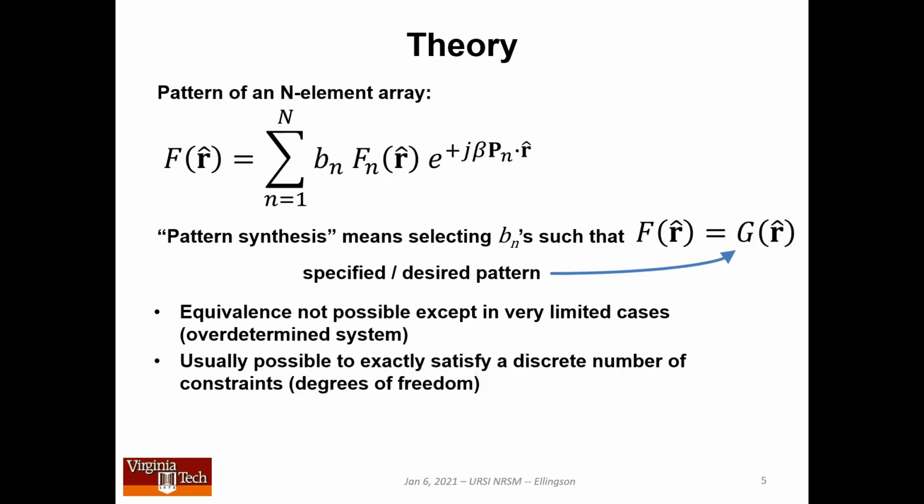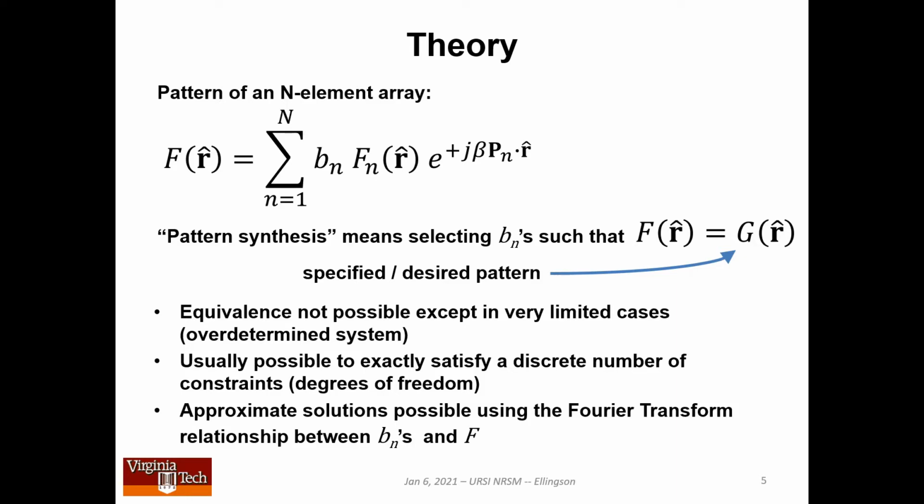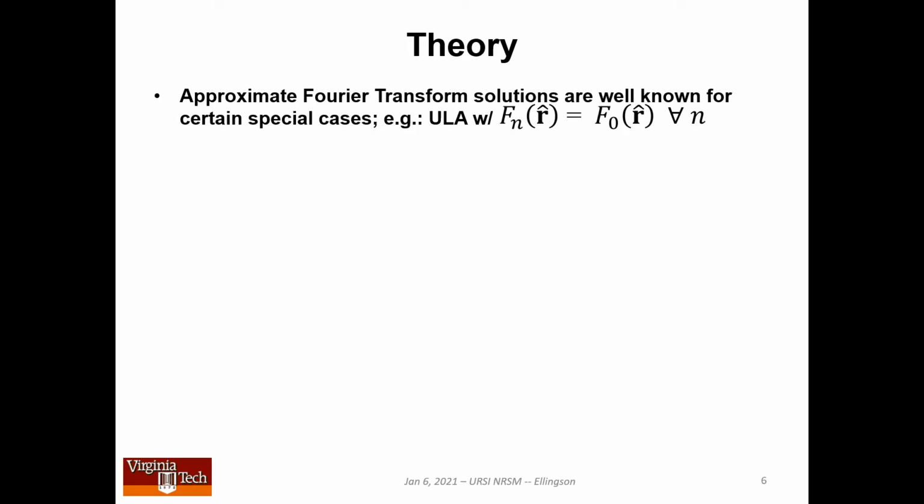One way that the problem can be attacked is in terms of satisfying exactly a discrete number of constraints. So for example, you could attempt to exactly match a discrete number of points in the pattern, which is possible if you have a sufficient number of excitation coefficients. And as mentioned previously, another approximate approach would be to use the Fourier transform relationship between the excitation coefficients and the array pattern. Approximate Fourier transform solutions are well known for certain special cases. For example, the ULA, where all the element patterns are identical, nominally isotropic.